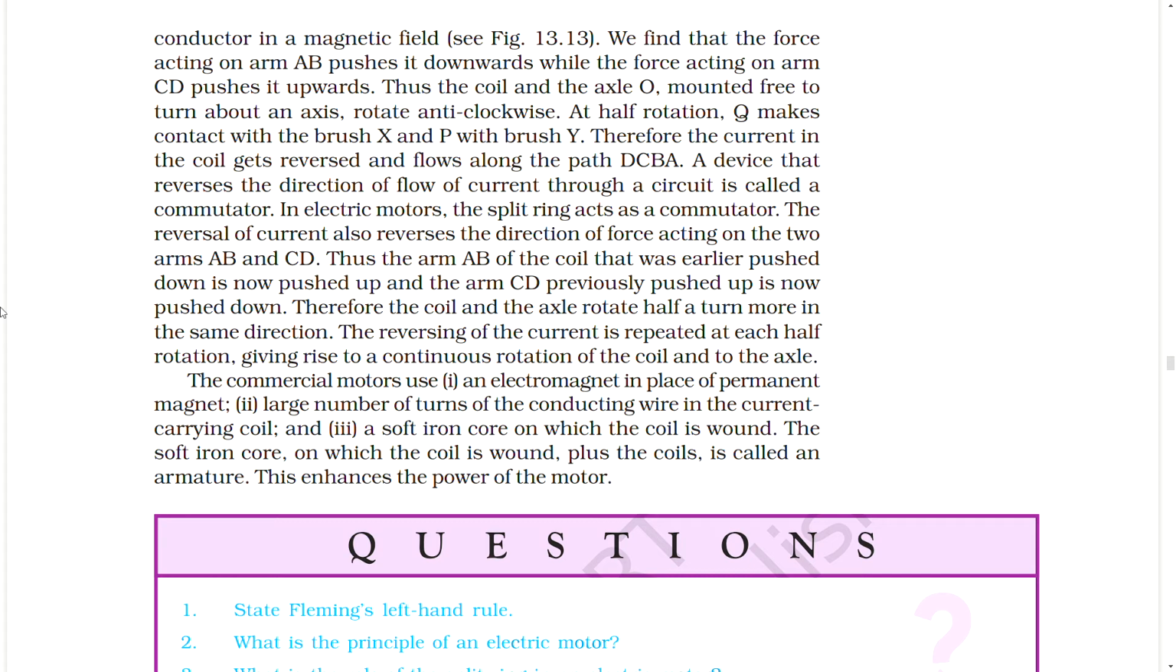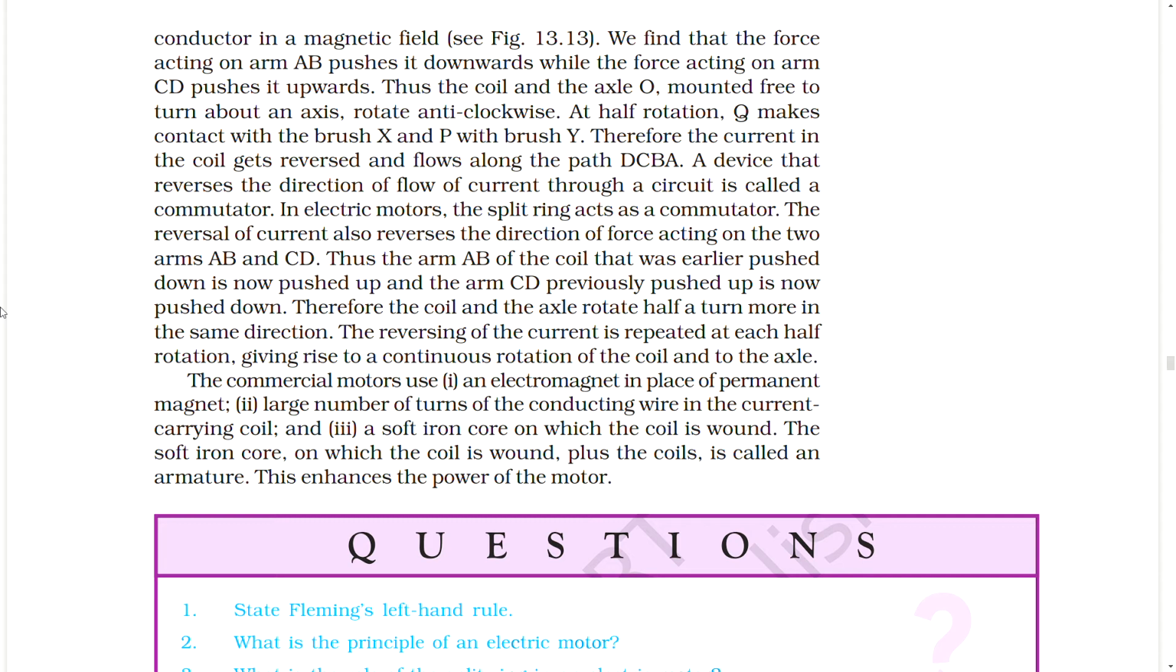The reversal of current also reverses the direction of force acting on the two arms AB and CD. Thus, the arm AB of the coil that was earlier pushed down is now pushed up, and the arm CD previously pushed up is now pushed down. Therefore, the coil and the axle rotate half a turn more in the same direction. The reversing of the current is repeated at each half rotation, giving rise to a continuous rotation of the coil and the axle.